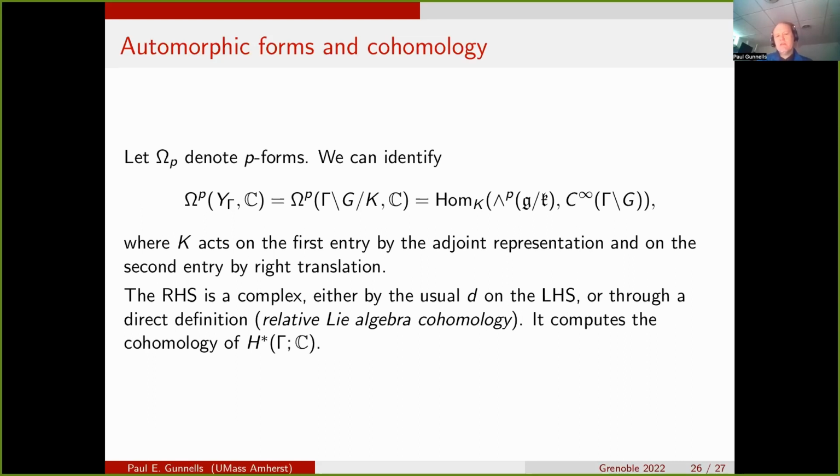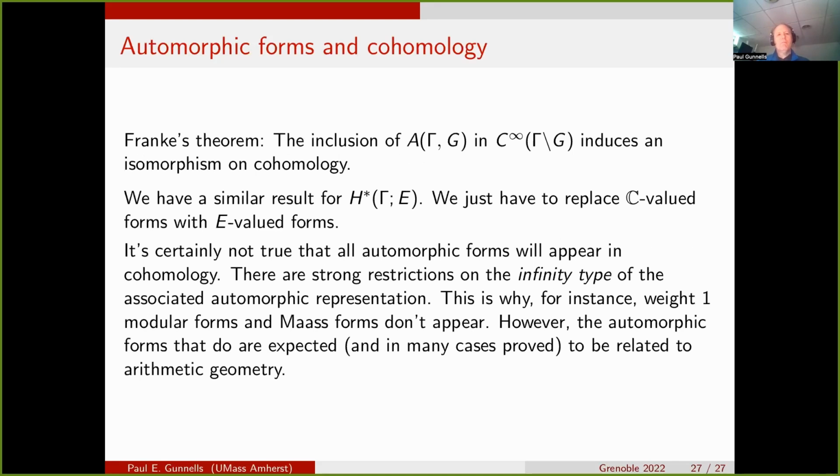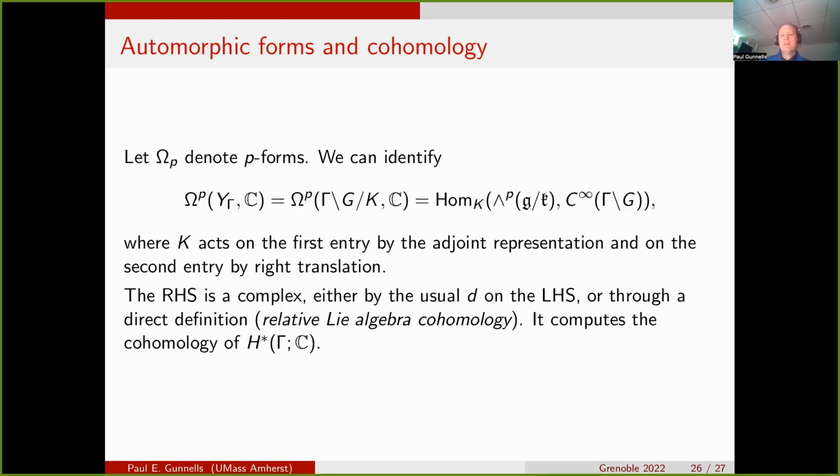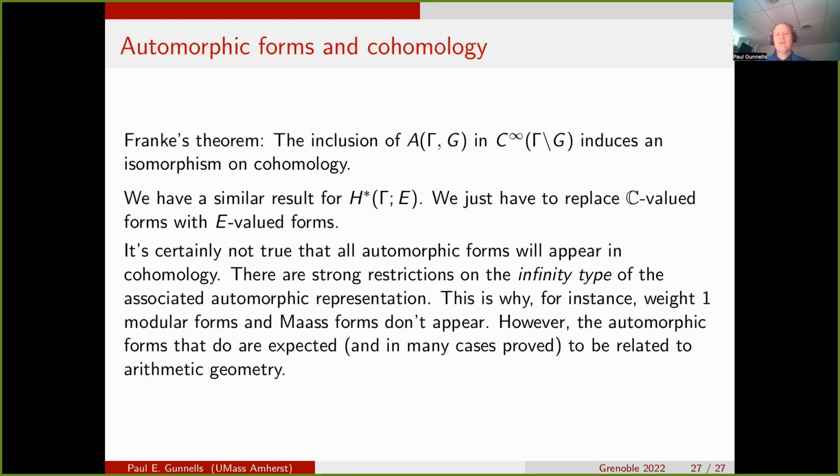You can either get the differential that way, or you can give a direct definition of a differential in terms of relative Lie algebra cohomology. But in any case, you can turn the right-hand side into a complex, and that complex computes the cohomology of gamma with coefficients in C. Now, if you go back and look at that, you have C-infinity of G divided by gamma there, and we have the automorphic forms sitting inside it, so we can just include them in there.